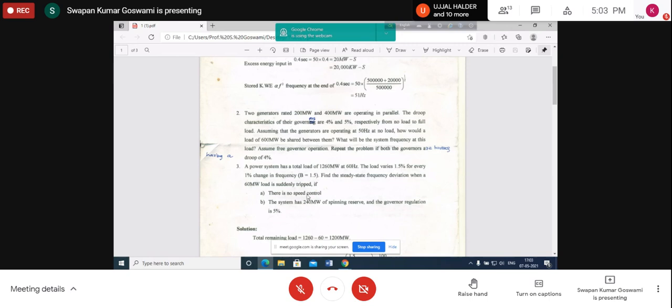Now the first part, it was said to assume that there is no governor. There is no speed control means there is no governor. And in the second part, governor is there and its regulation is 5%.